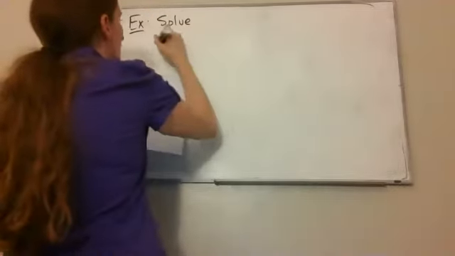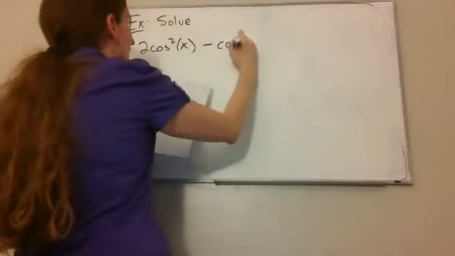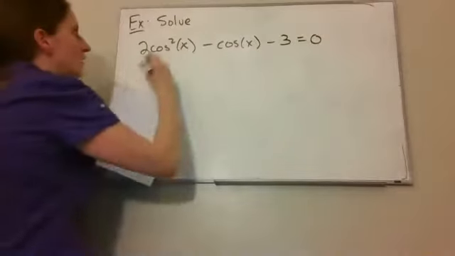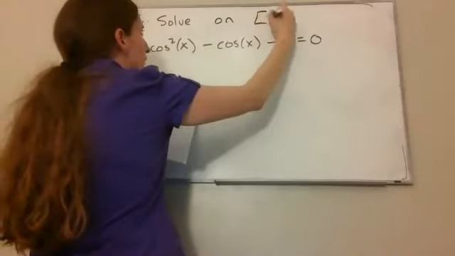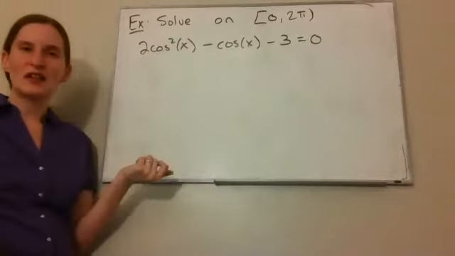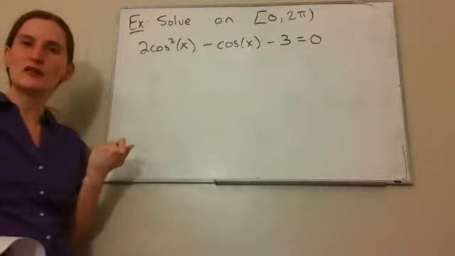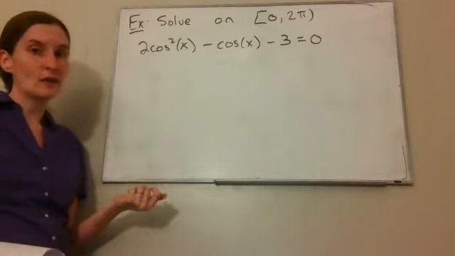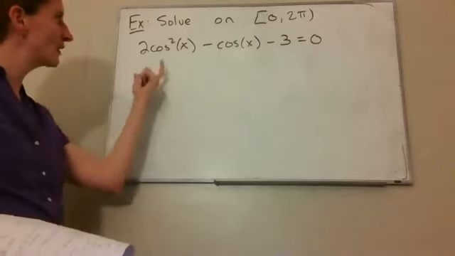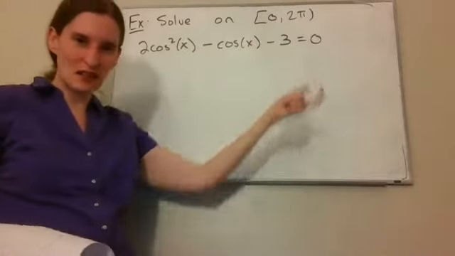Let's solve 2 cosine squared of x minus cosine of x minus 3 equals 0. And we're going to solve it on the interval 0 to 2 pi. So when I look at that equation, it looks sort of quadratic at this point. Remember, quadratic equations are ax squared plus bx plus c equals 0. And this looks very similar because I have something squared, then I have my thing not squared, and then I have a constant equals 0.